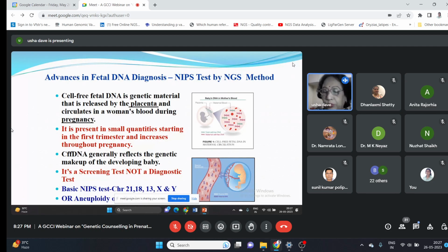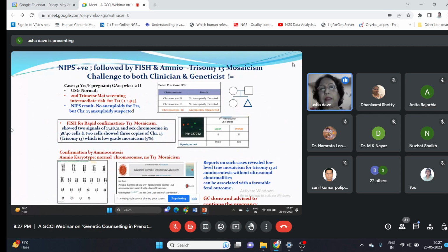However, this has been used for aneuploidy, and now people are extending it. Apart from the five common aneuploidies, like 21, 18, 13, X and Y, they have also extended it to other chromosomes. But remember, this doesn't give you any clue about other structural abnormalities, or any translocation or a mosaicism.